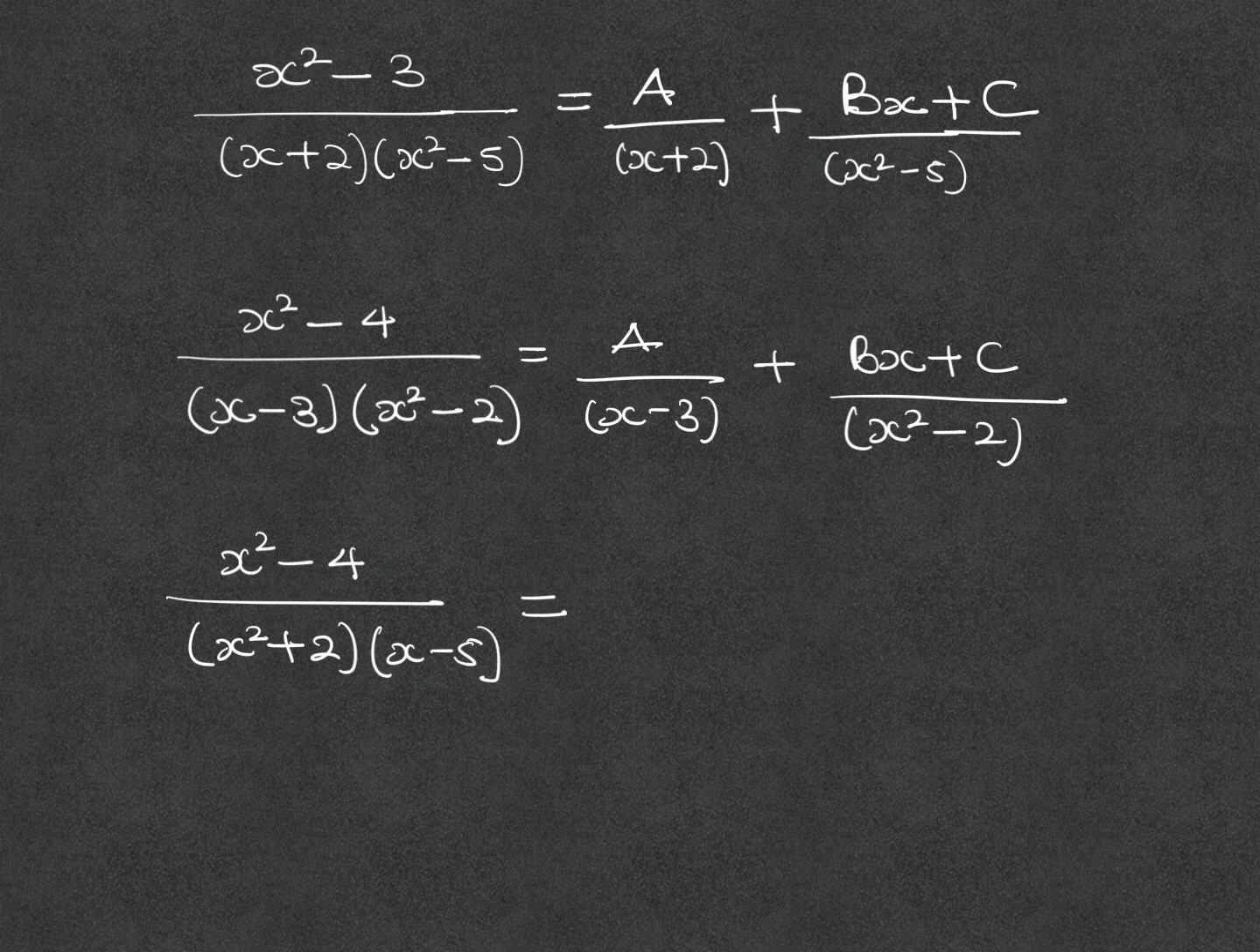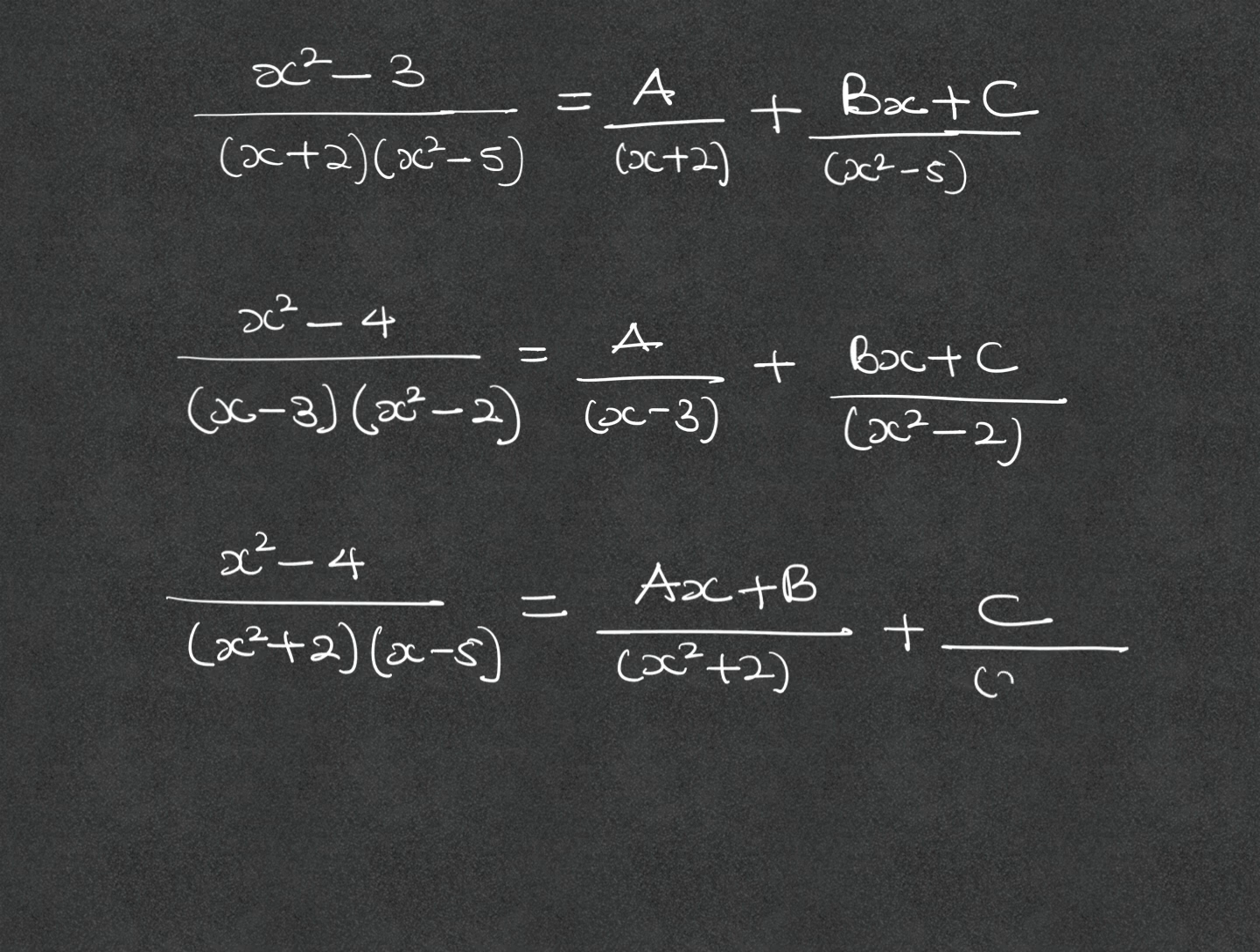Another example, x squared minus, let's say, 4 all over x squared plus 2 into x minus 5. We will say ax plus b all over x squared plus 2, then plus c all over x minus 5. Okay, since x squared plus 2 is what we have first here, we can say a, but it will be with b. So the two constants will come together. It will be ax plus b all over x squared plus 2 plus c all over x minus 5.